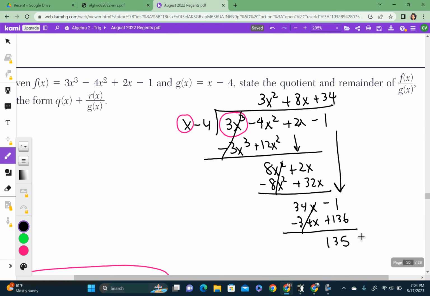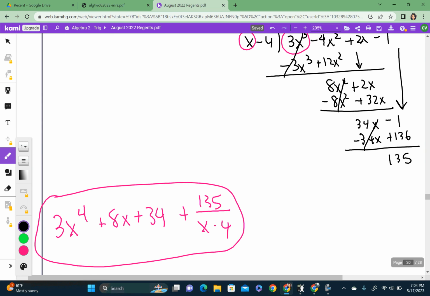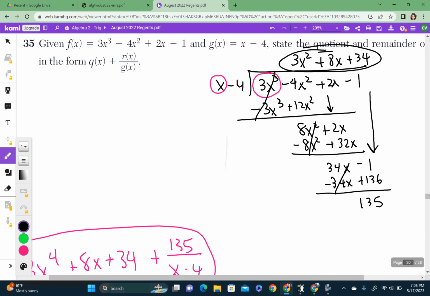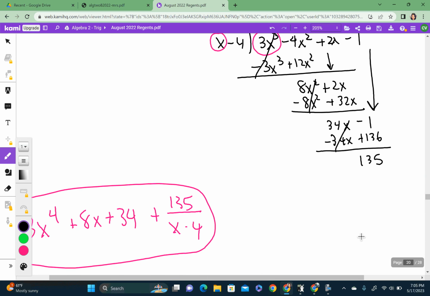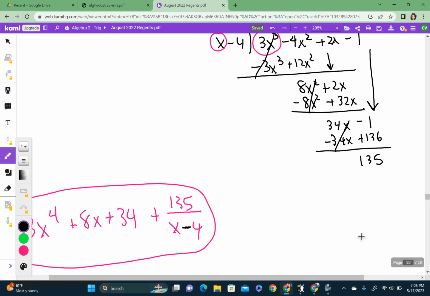Okay. So what do we do with that? So this is our answer, or this is our quotient, 3x squared plus 8x plus 34. So I went ahead and wrote that down. And then I took my remainder, which is 135, put it on the top, and then the x minus 4. See this right here? This is what I'm dividing by, right? The x minus 4 goes on the bottom. So this is x minus 4. So there's our quotient, right? Here's our quotient right here, and there's my remainder.